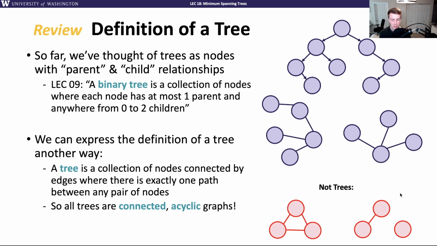There's also some examples of graphs that aren't trees. For example, one with a cycle. There are multiple paths from one node to another. And also a disconnected graph is not a tree because there's not a path from, say, this node down here to one of the other nodes.